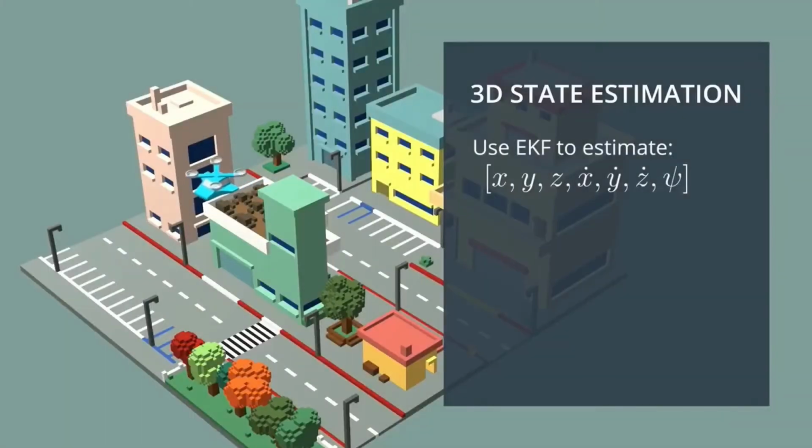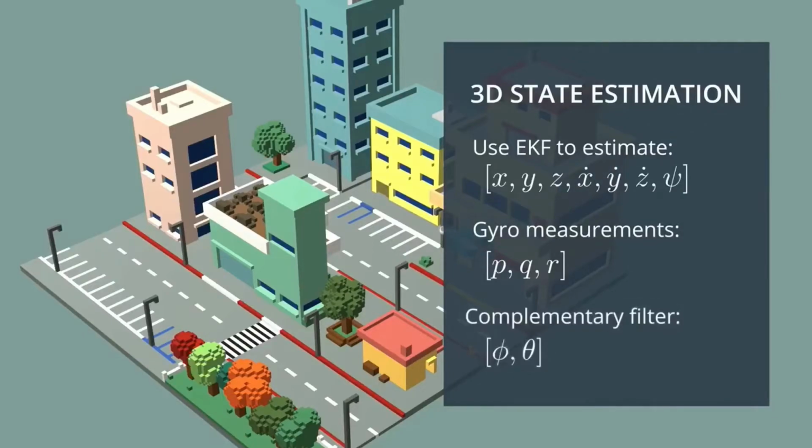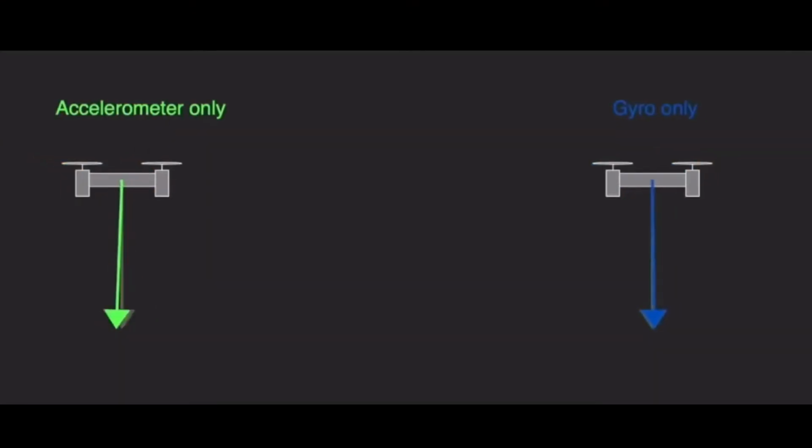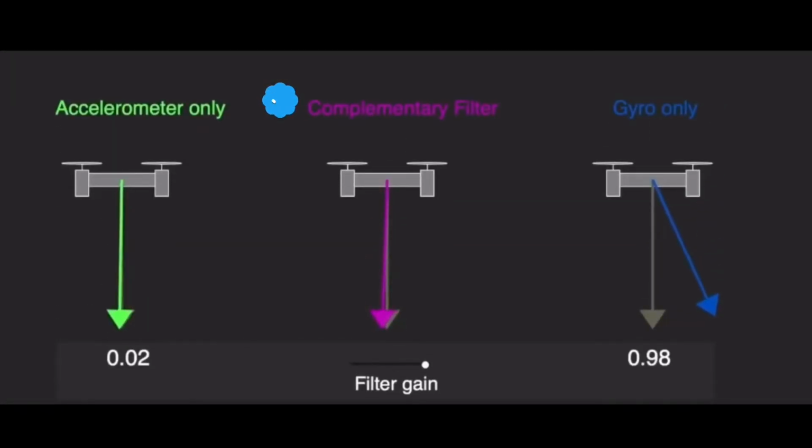We are going to get the angular body velocities directly from the gyroscope. Also the roll and pitch angles we are going to estimate using a complementary filter. As we can see here, the accelerometer measurements are much more noisy, while the gyroscope accumulates error, which makes depending on either of them insufficient. Therefore, combining both measurements, we get much more accurate results.